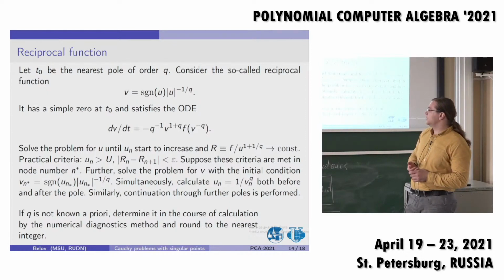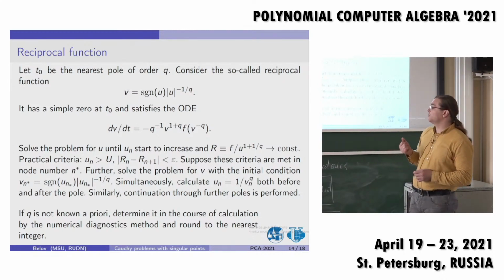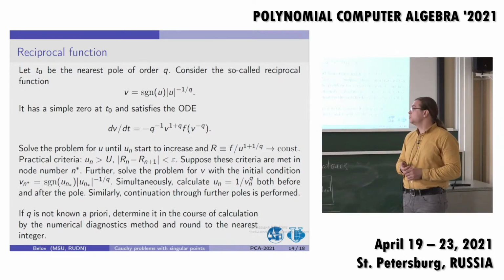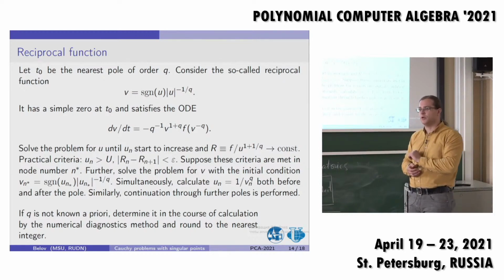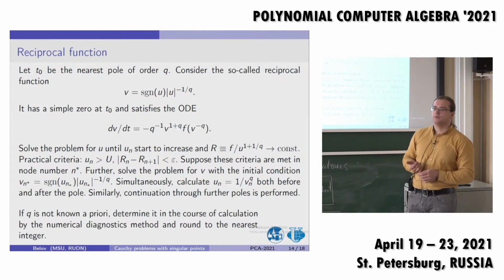Consider the node when the criteria are fulfilled, denoted by n star. After this node, we solve the problem for the reciprocal function with the corresponding initial condition determined by the last value of u. The reciprocal function decreases by absolute value, passes through 0, and starts to increase by absolute value. Zero of the reciprocal function corresponds to the pole of the initial function u. Simultaneously, we recover the values of u from the values of the reciprocal function v.